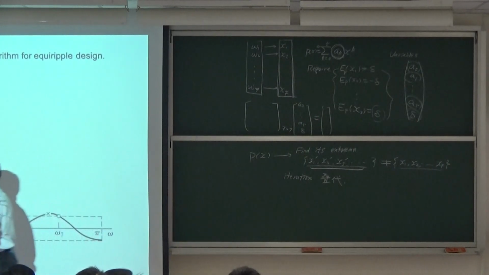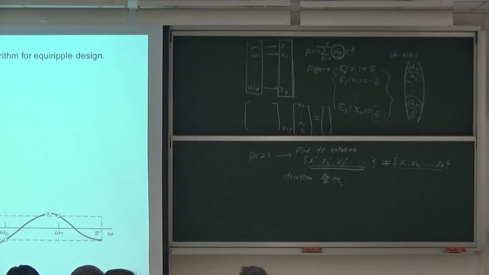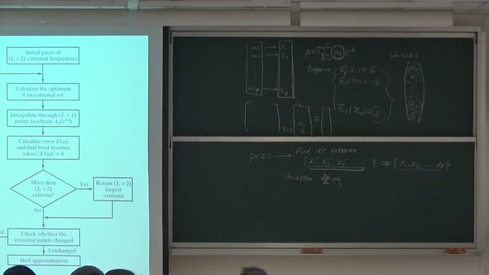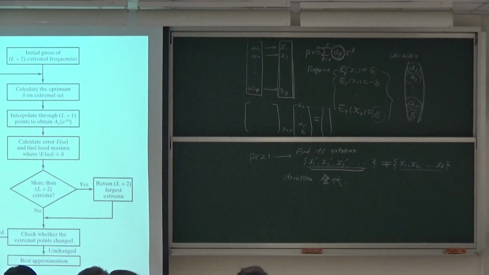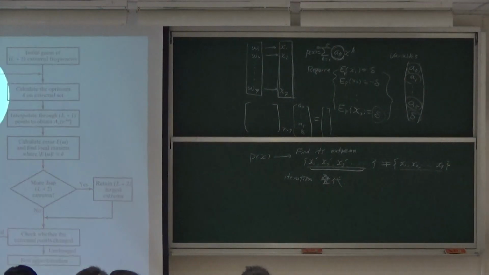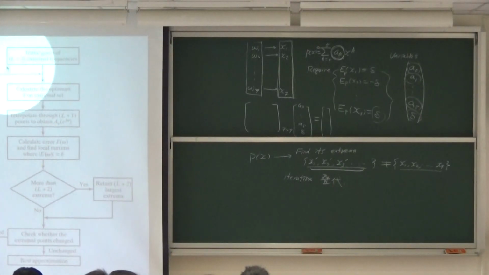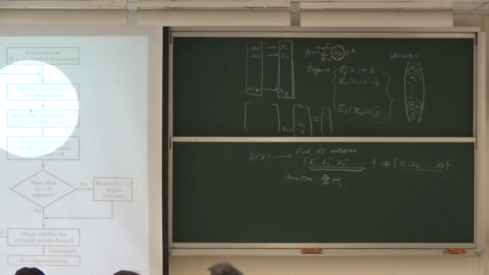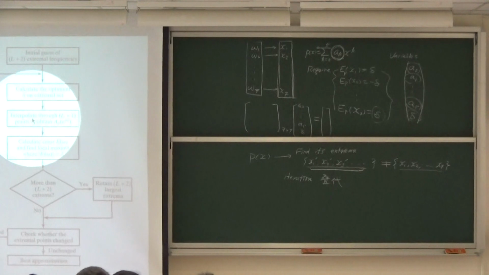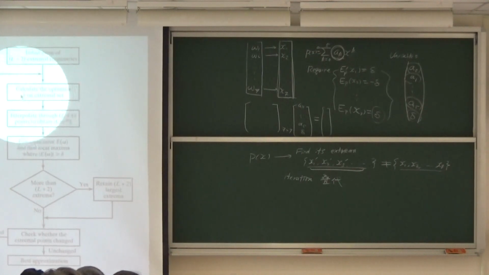Let me summarize what I was trying to describe. At first, you need to make an initial guess of as many as L plus 2 extremal frequencies. Then we can calculate the optimal delta, and at the same time find that polynomial. That's what is meant by interpolation.